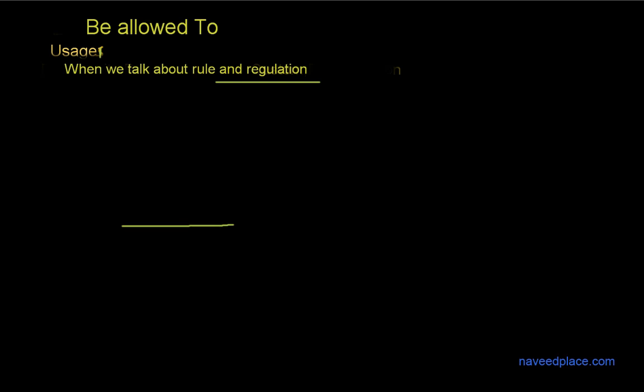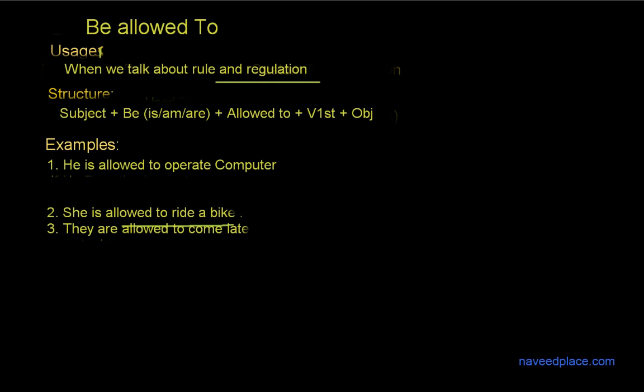Now it's time to see the structure of be allowed to. So the structure is subject plus be (is, am, are) plus allowed to plus first form verb plus object. Now see the examples. The first example is: he is allowed to operate computer. So definitely here we are talking about rule and regulation.